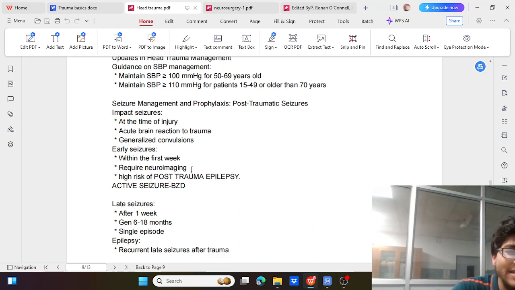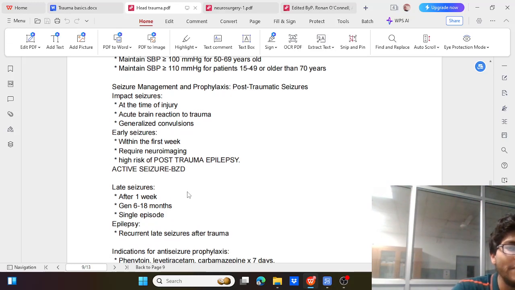These will require neuroimaging in the form of MRI to be more precise if we are not finding anything on CT. These patients will have a high risk of post-trauma epilepsy, which is a seizure disorder. And in case of active seizure, we will give a benzodiazepine like diazepam or midazolam. These are anticonvulsants. Seizures are also known as convulsions, and benzodiazepines are anti-seizure or anticonvulsant drugs.